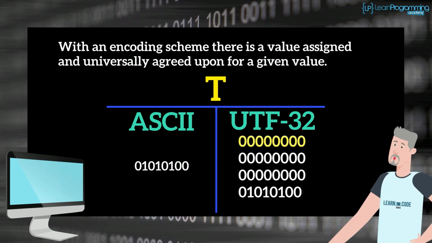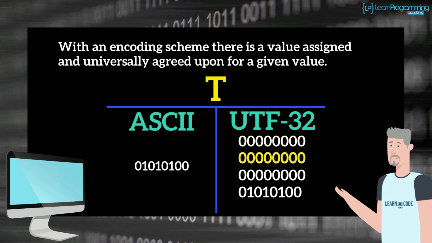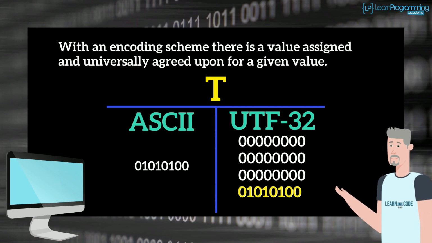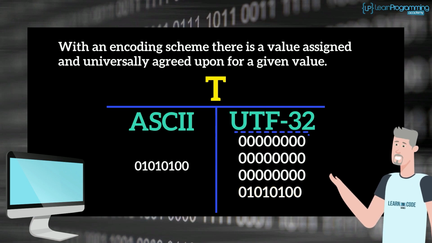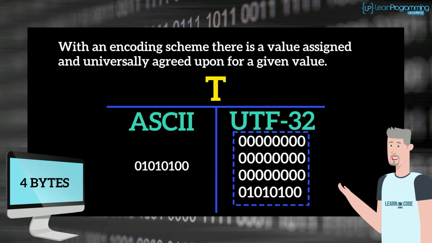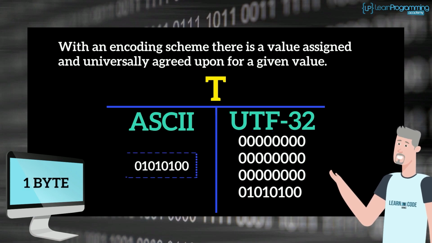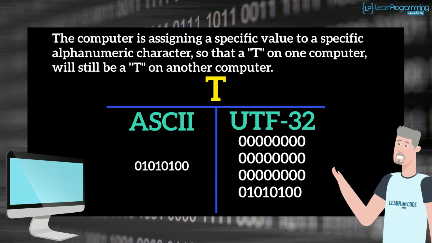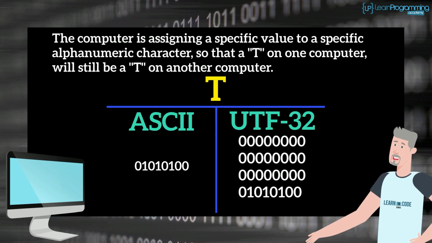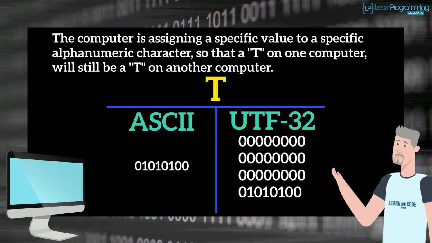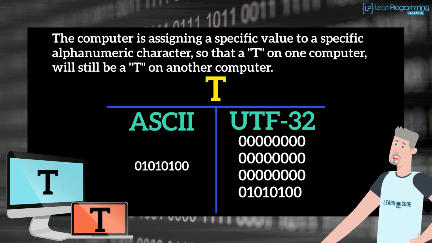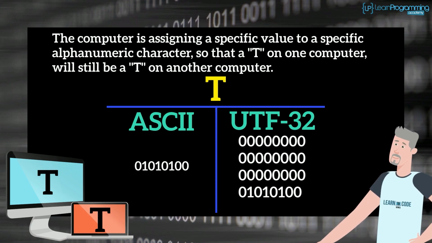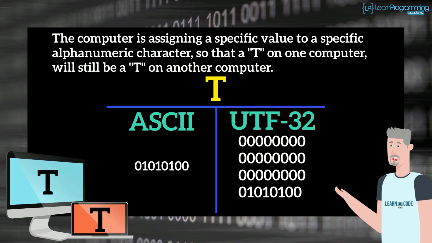So you've got 00000000, 00000000, 00000000, 01010100. So the computer uses 4 bytes to store each character in UTF-32 versus 1 byte in ASCII. Now don't worry too much about it. The point is that the computer is assigning a specific value to a specific alphanumeric character so that a T on one computer will still be a T on another computer. So this type of encoding works for other types of data as well. Ultimately, the data is still stored in binary.